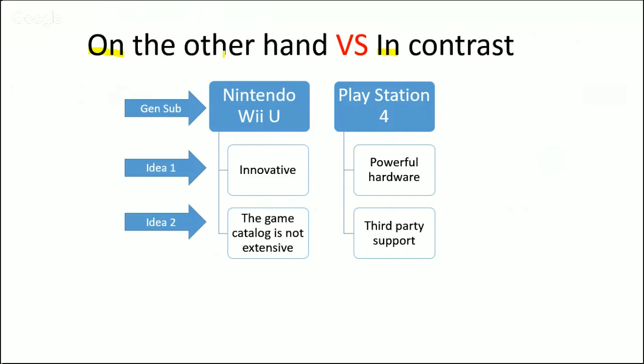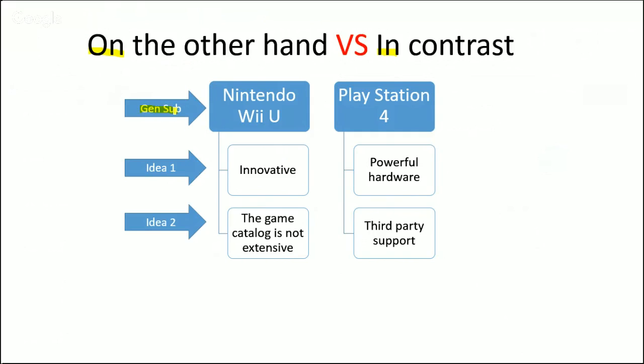Imagine that you have something on your hand, like an apple or like a tennis ball. Get that picture, it's on your hand. So you have one idea on one hand and one idea on the other hand. Try to remember that. So in order to understand how to use on the other hand and in contrast appropriately, let's take a look at this little graph that I have here, a little picture.